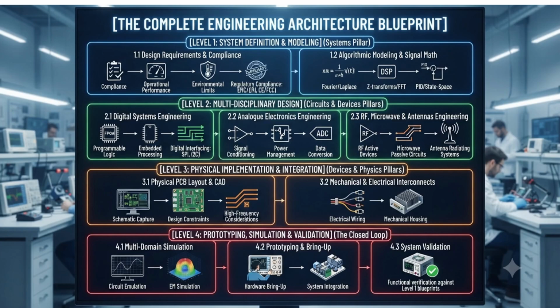Finally, at level 4, we complete the loop with prototyping, simulation, and validation. We run SPICE circuit and electromagnetic simulations before fabrication, power on our boards during hardware bring-up, using lab tools like oscilloscopes, and perform final functional verification to ensure everything matches our original level 1 blueprint.